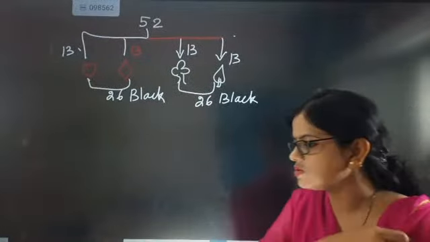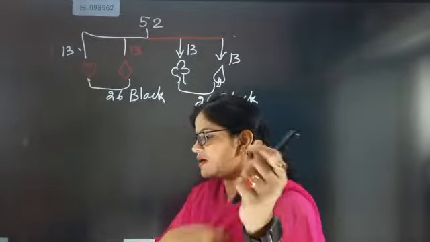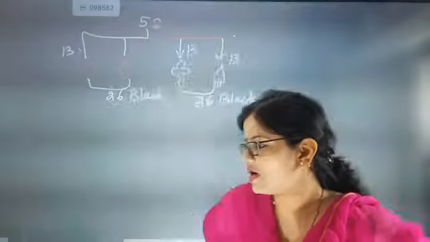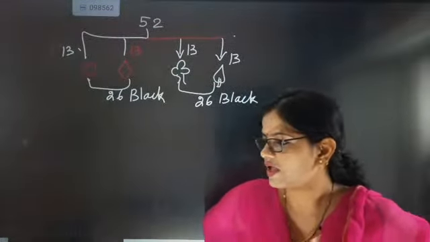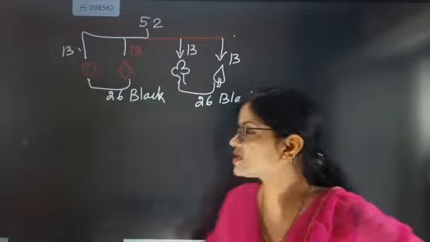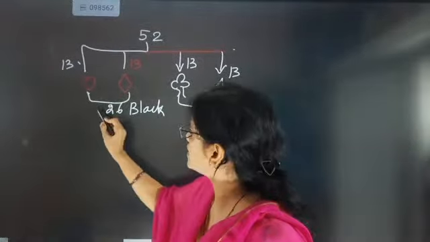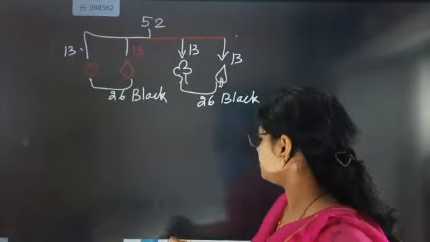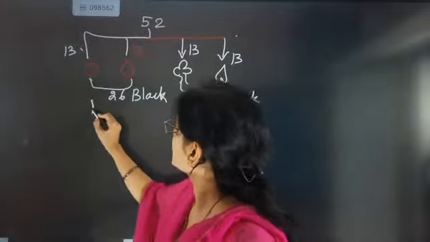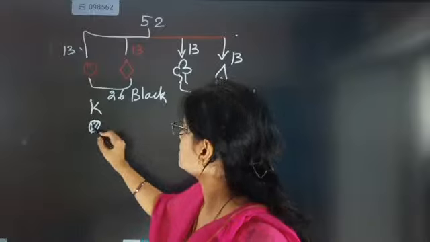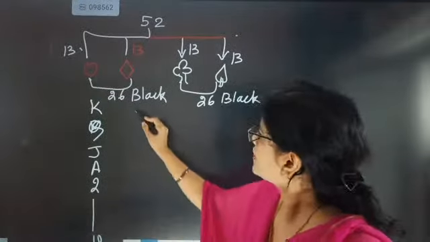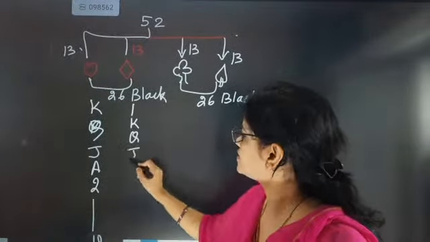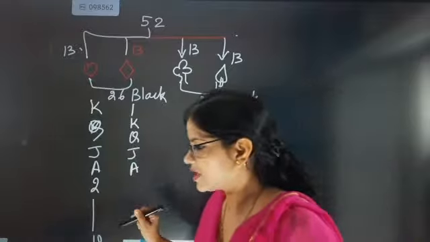In that we know that king, queen, jack will be there. They will be called face cards. Face cards like king will be face card, queen will be face card, jack. Here also king, queen, jack, ace, 2 to 10 will be coming.